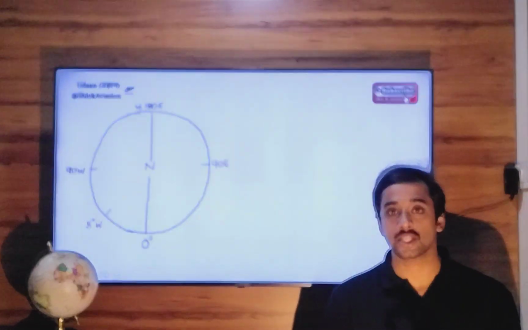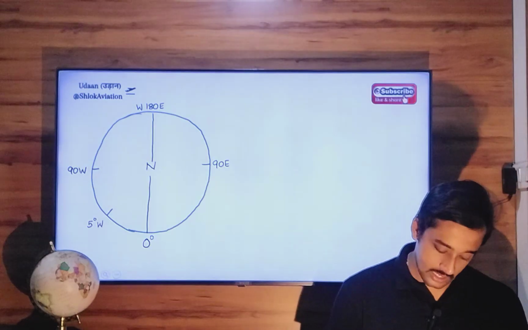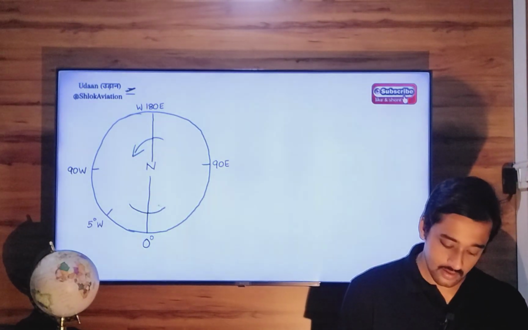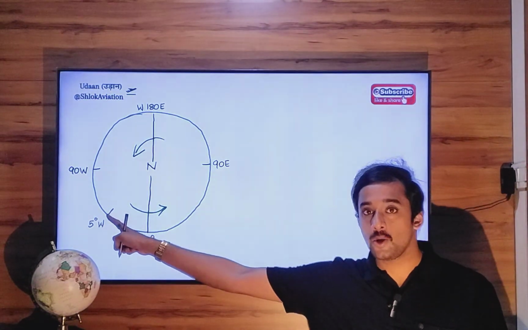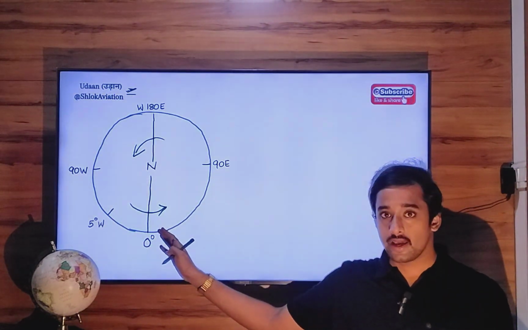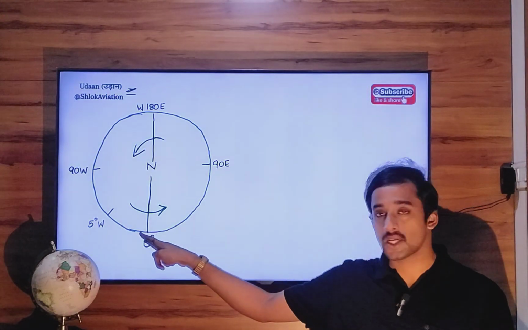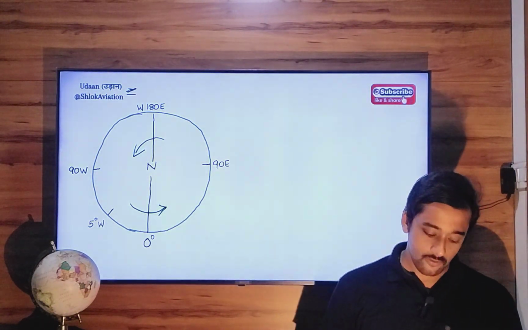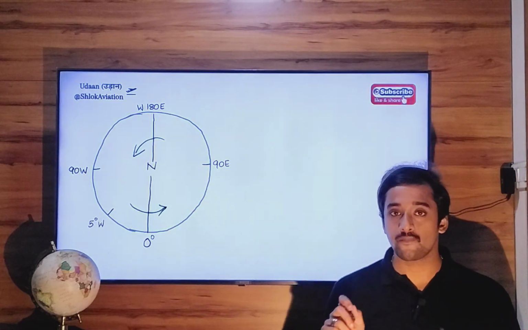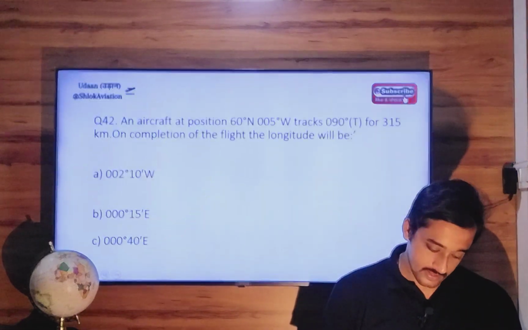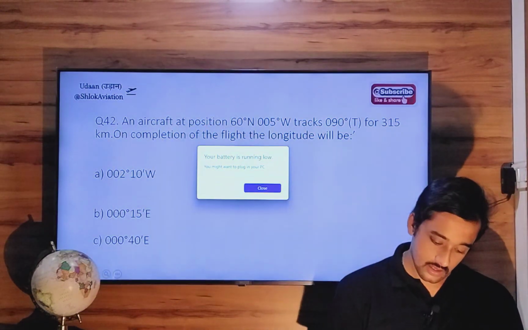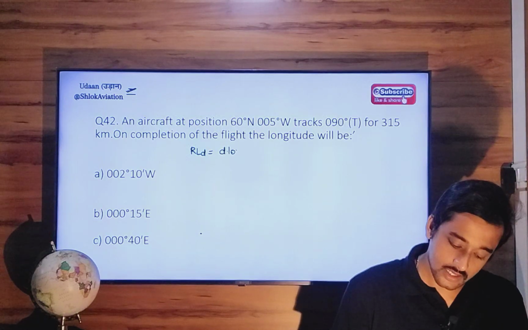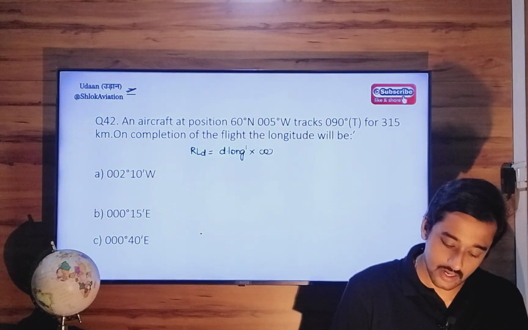Now all easterly directions are anti-clockwise. So you are going from this initial position to a new position which is to the east of it. It can be in the same western hemisphere or it can be in the new hemisphere, that is the eastern hemisphere. We can check that when we come to know our D long, difference in longitude. Now distance equals D long in minutes into cos lat.